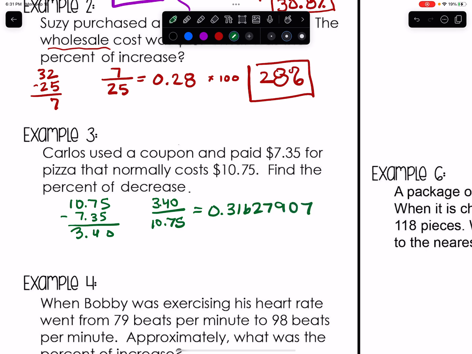It's long, so to round it to the nearest tenth, first I need to multiply by 100 to make it a percent, which moves the decimal twice. And then when I round to the nearest tenth, I want to look at the number just to the right of it, and since it's less than 5, I keep it. And so 31.6%.